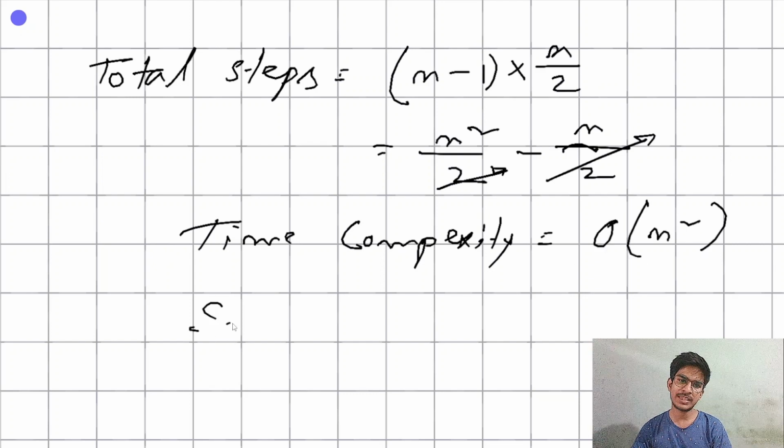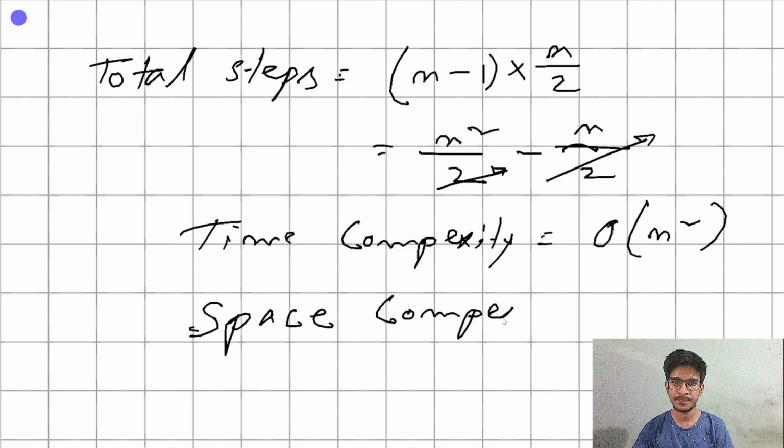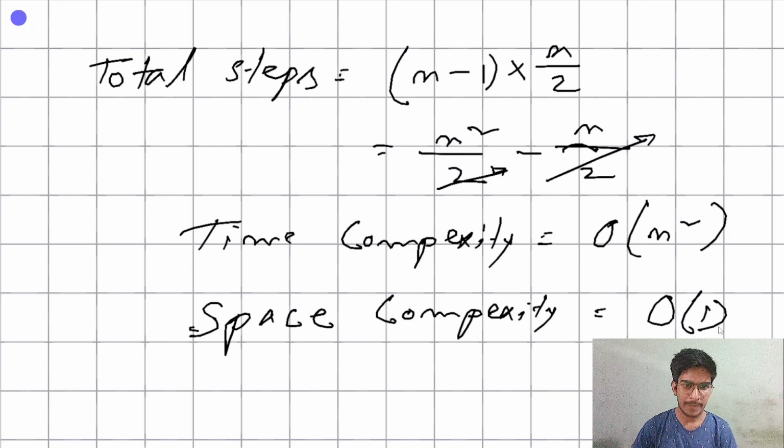In the space complexity, since we did not use any auxiliary or extra space to sort in the selection sort algorithm, the space complexity is constant. That means it is big O of 1. So this is the time complexity and space complexity.